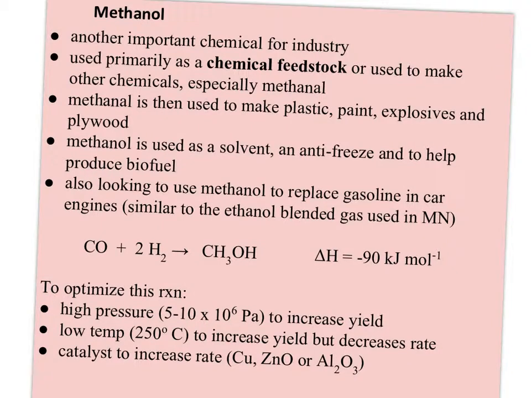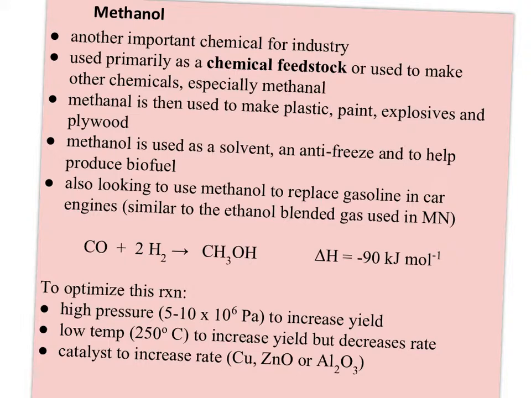And then the third process is the production of methanol. Methanol is an alcohol. It's another important chemical for industry because it's used as what's called a chemical feedstock, which means we use it to make other chemicals. And methanol is then used to make plastic, paint, explosives, and plywood.